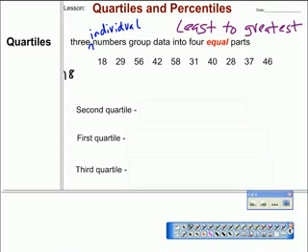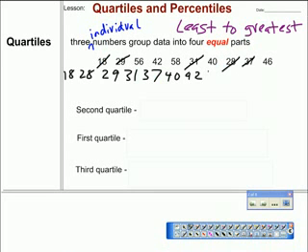Smallest number is 18, then 28, then 29, 31, 37, 40, 42, 46, and then 56 and 58. So now that I have them in order from least to greatest, now I can find the quartiles.